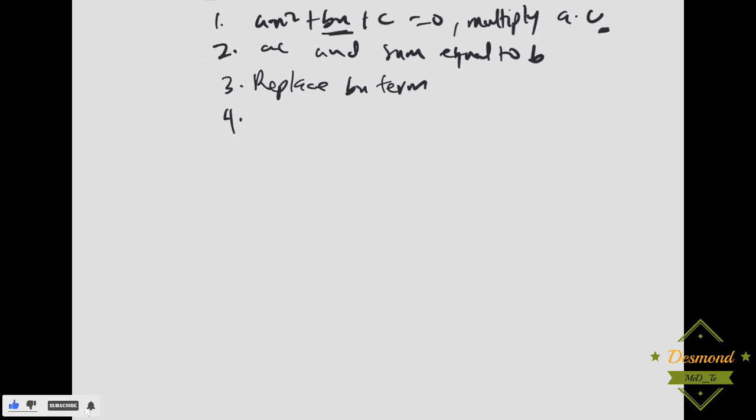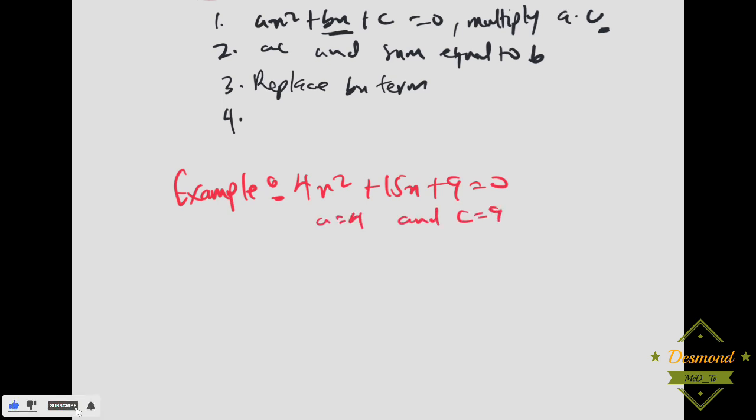Now, with my first example, let me firstly write the example here. So let's solve this question: 4x squared plus 15x plus 9 equals 0. Let's solve this and see how we do it. We said the first thing we need to do is to multiply AC, right? What is our A? Our A is 4 and our C is 9. So multiplying AC, we have 4 times 9, which is 36, right?